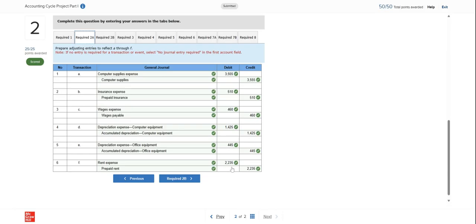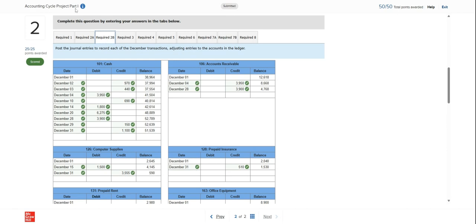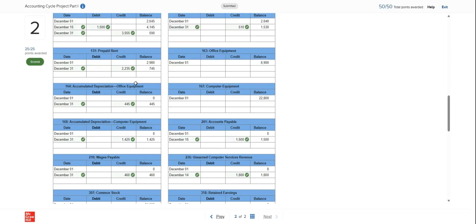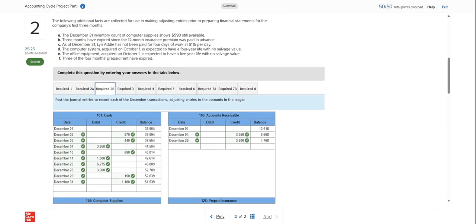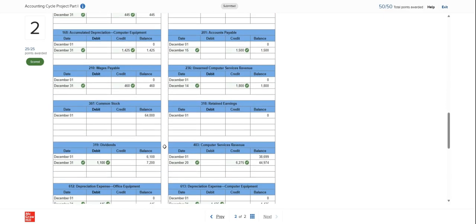For an adjustment, the expenses are always going to be a debit. And so these are my adjusted journal entries to kind of demonstrate those.